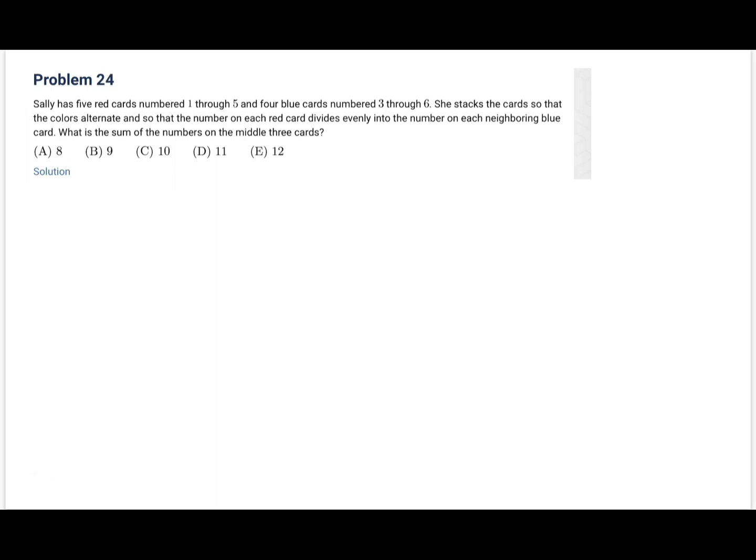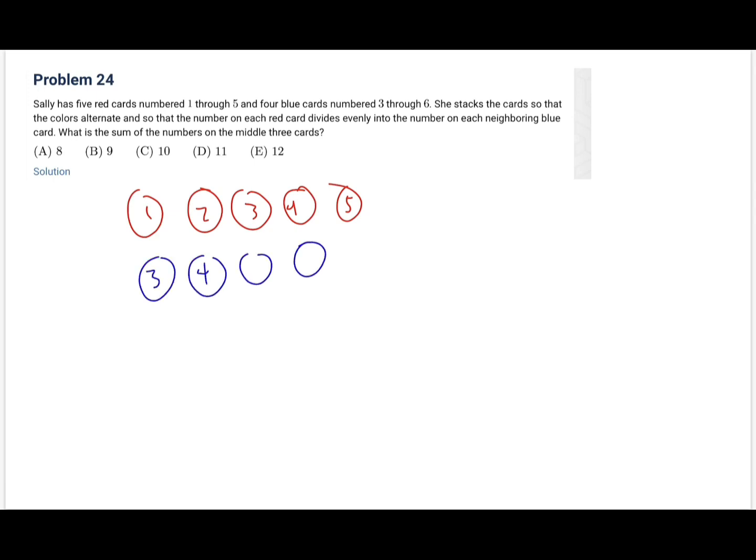Problem number 24. Sally has 5 red cards numbered 1 through 5 and 4 blue cards numbered 3 through 6. She stacks the cards so that the colors alternate and so the number on each card divides evenly into the number on each neighboring blue card. What is the sum of the numbers on the middle 3 cards? Okay, so she has 5 red cards: 1, 2, 3, 4, 5. 4 blue cards: 3, 4, 5, 6. And then the colors alternate. The number of each red card divides evenly into the number on each neighboring blue card.